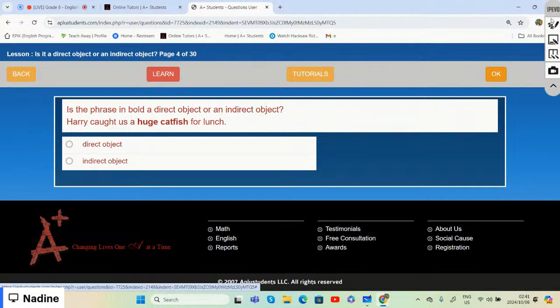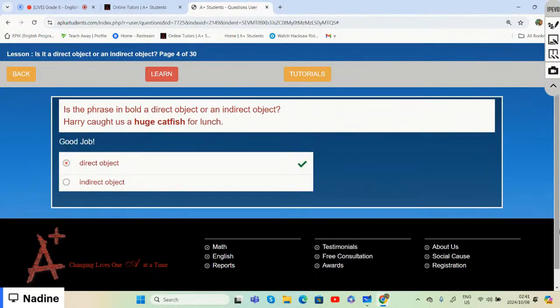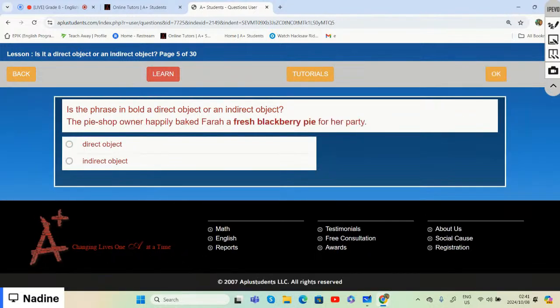And if we were to choose the correct option by either saying it's a direct object or an indirect object, and then we will say Harry caught us a huge catfish for lunch. So huge catfish, we would say that is a direct object. It's a direct object.